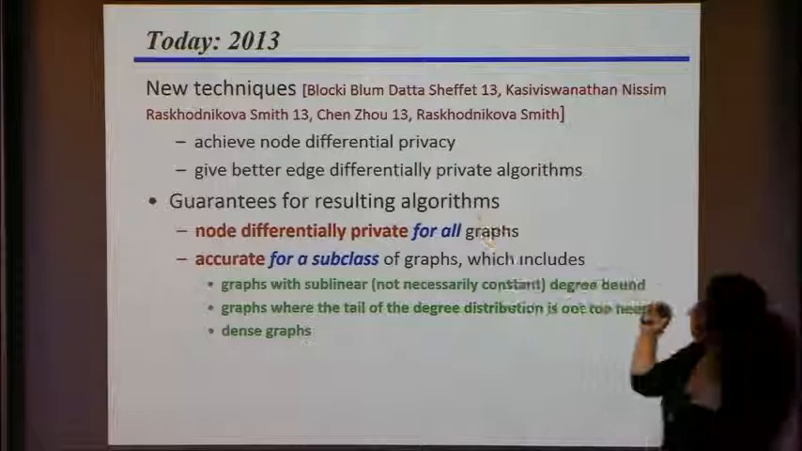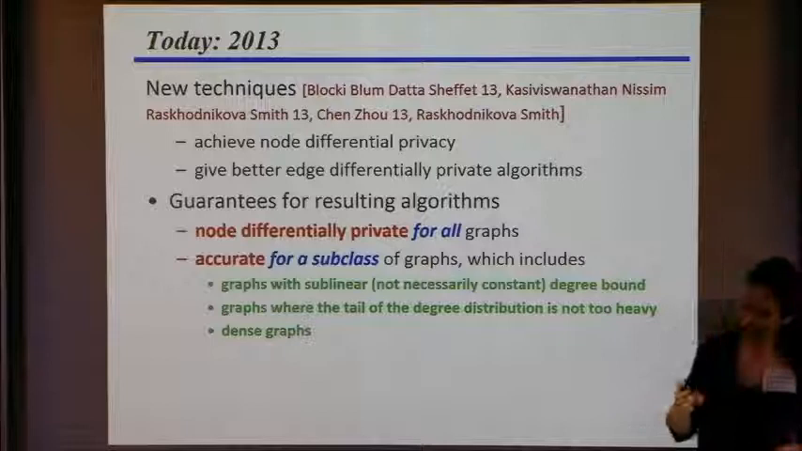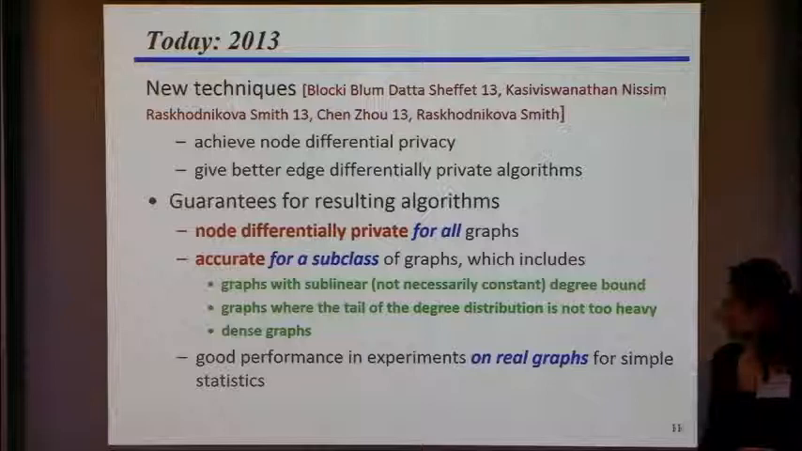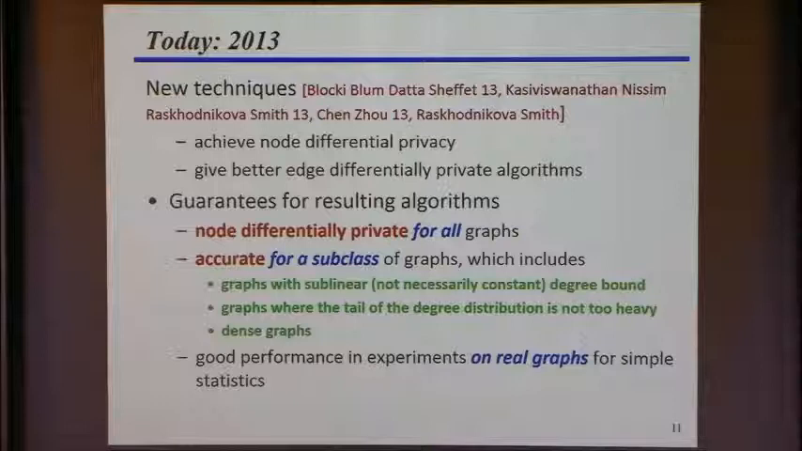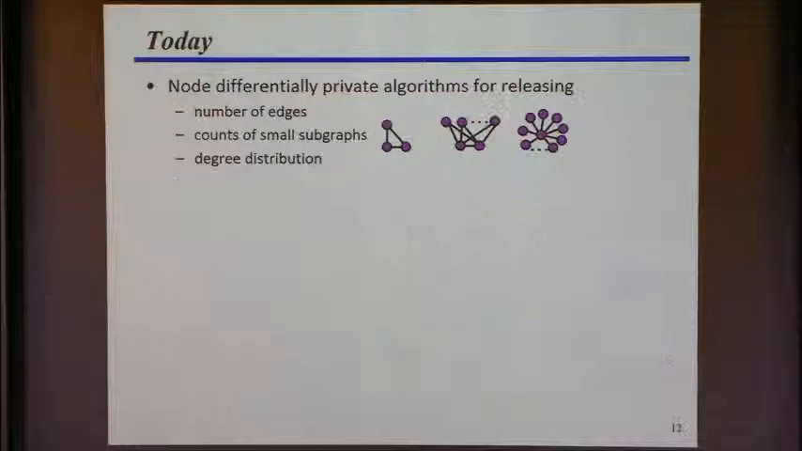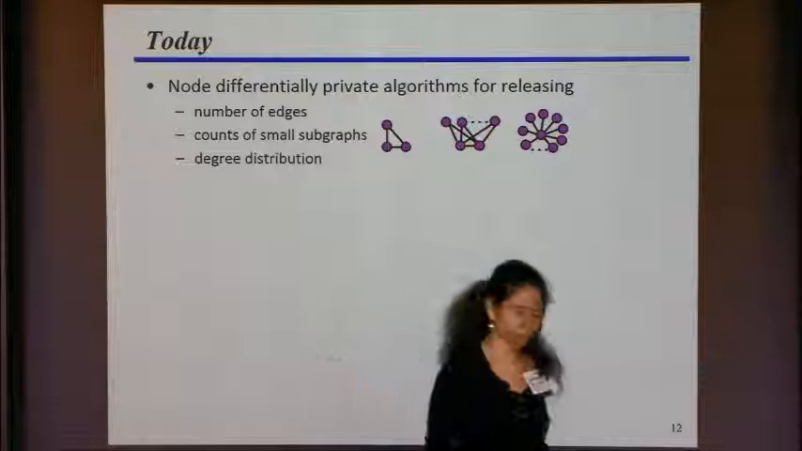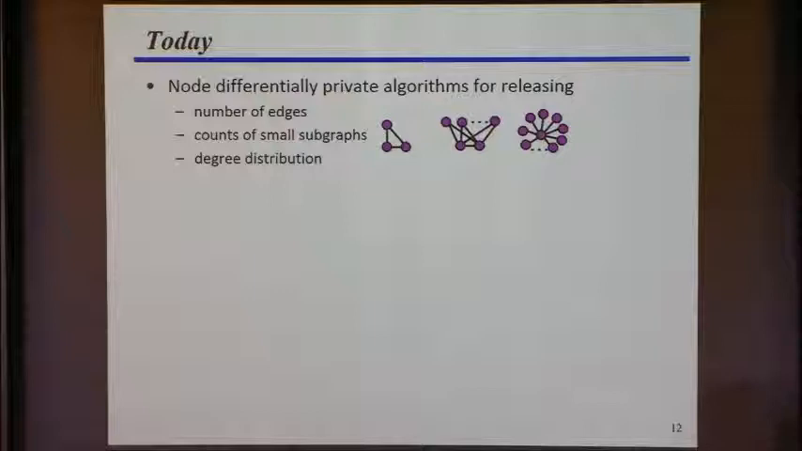Yeah, and this is not a paper yet. I wanted to explain a newer algorithm. There are some experiments that have been done with these algorithms, and the performance is promising in real graphs for very simple statistics. So what I'm going to focus on today is node differentially private algorithms for releasing the simplest kinds of statistics: number of edges, counts of small subgraphs, and also the degree distribution. The degree distribution is a little different because it's not just one number that you have to release, it's a whole vector, so you have to think about it a little.